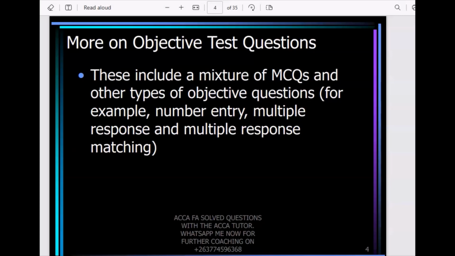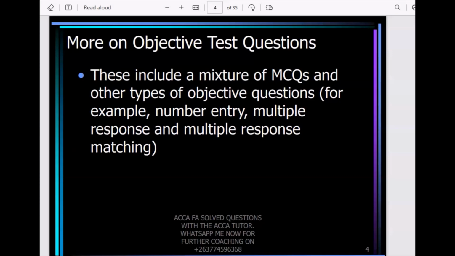There is a combination of multiple choice questions as well as other objective questions, for example, number entry. Sometimes you are required to input the figure yourself. For example, the examiner might ask, how much was the profit? So you need to calculate and input the correct profit figure in the space given.